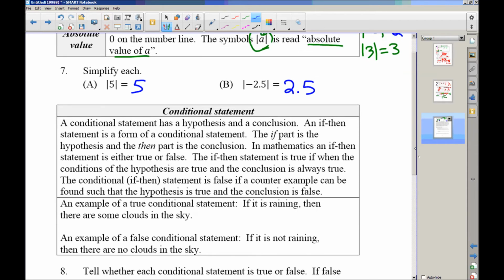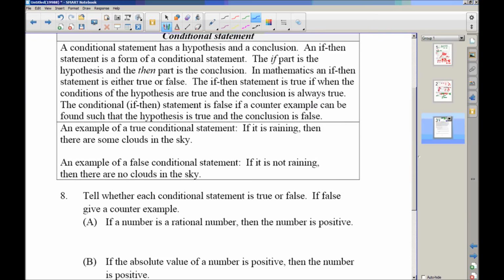A conditional statement has a hypothesis and a conclusion. You see these in science classes. It's an if-then statement. An if-then statement is a form of a conditional statement, so it's one way to write a conditional statement. The if part is the hypothesis, so the hypothesis goes with if. And the then part is the conclusion, so the conclusion goes with then.